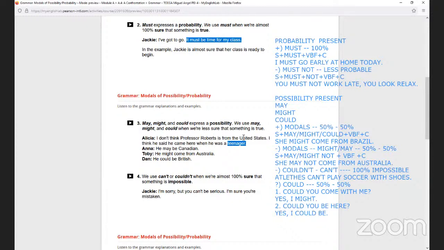50% seguro, 50 no. Y Ana dice, ¿no? He may be Canadian. Él puede ser canadiense. Y Toby dice, he might come from Australia. Puede venir de Australia. Y Dan, he could be British. Él podría ser británico. O sea, nadie tiene nada seguro. 50-50. ¿Ok?